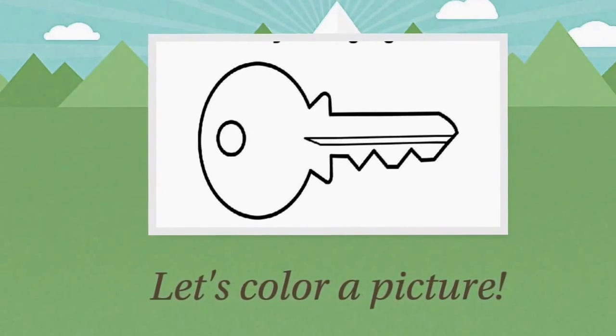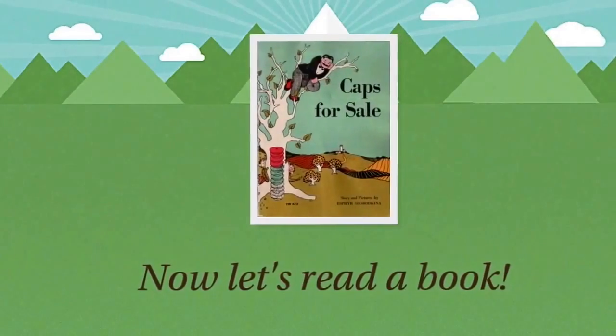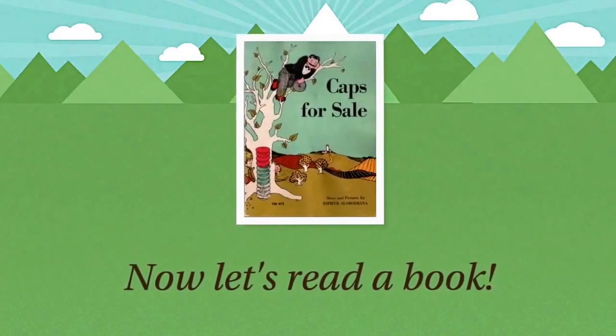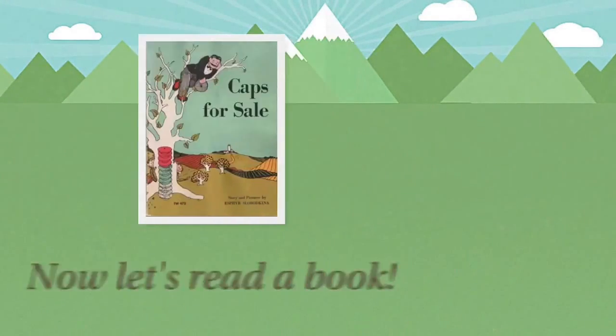Now that we've learned about a key detail, let's color a picture of a key. So now that we've learned a little bit about a key detail, we're going to read a book and point out some of the key details from this book.